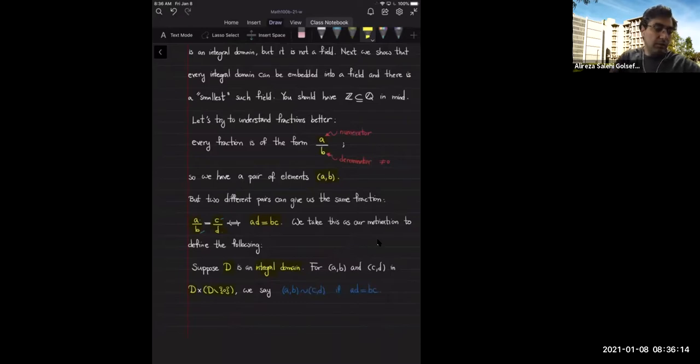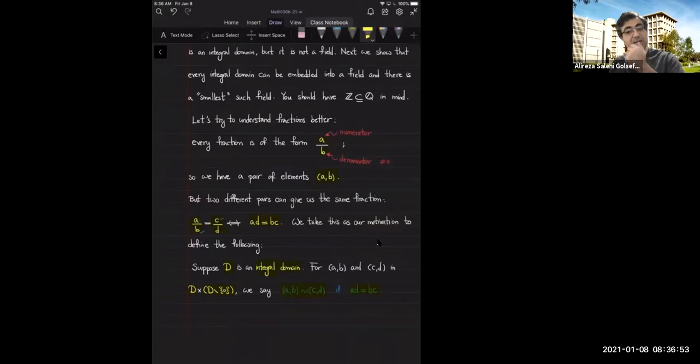Now, we say these two pairs are equivalent, and we define this equivalence relation for them. We write like this. We say they are in this relation if A times D, the numerator of the first one times the denominator of the second one, is the same as B times C, the numerator of the second one times the denominator of the first one. So I'm referring to the first component as the numerator and the second component as the denominator.